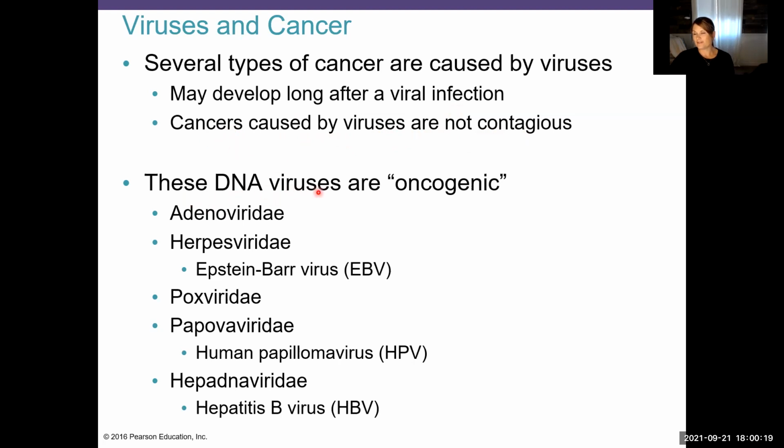So if you're a virus that can lead to cancer, you are called an oncogenic virus. Onco means cancer, so oncogenic means to cause cancer. If you're a DNA virus that can recombine into our DNA and cause cancer, then you're called oncogenic. Here are some examples. Again, you don't need to memorize any of these, you guys. It's just for your information. These are some common oncogenic viruses.